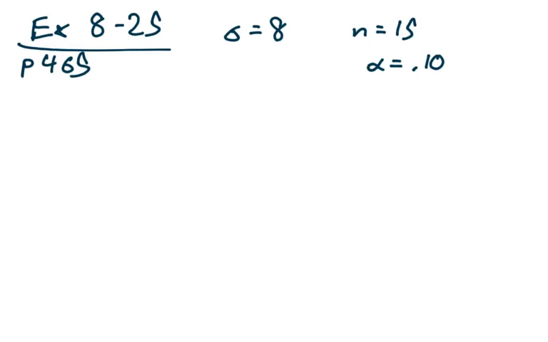So the first thing we'll do is record the information that we're given. I have sigma is equal to 8. That's the number in question that we're thinking is greater than, right? We have a random sample of 15 days, so our sample size is 15. And we have our significance level for our test, which is 0.10.